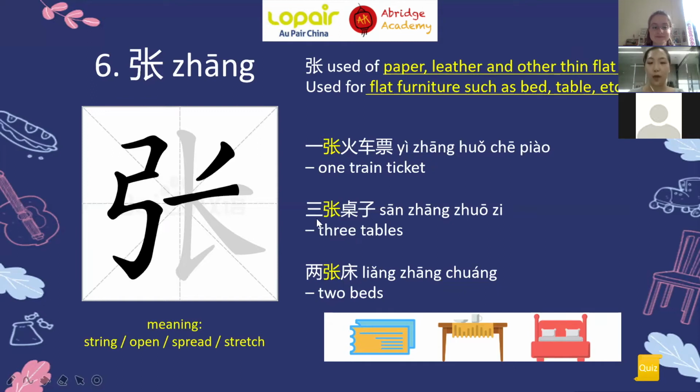And the second one, 三张桌子, three tables. A table has a flat surface. And the last one, 两张床, two beds, right? Here the picture just shows everything stretching out flat. And we use this character 张 as a measure word, okay? 张. All right.